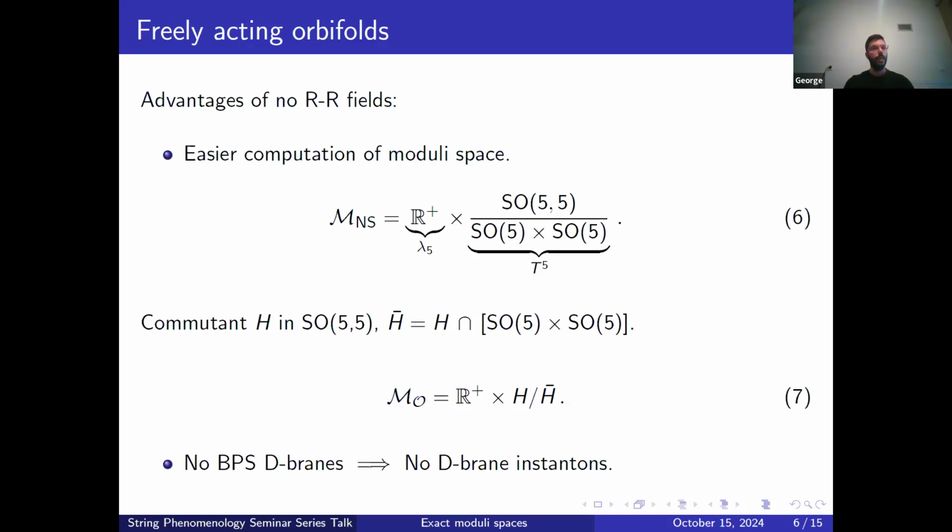The second thing about the absence of Ramond fields is that if there are no massless Ramond gauge fields, then in the spectrum there can be no BPS D-branes, and so we don't have to worry about possible D-brane instanton corrections to the moduli space.